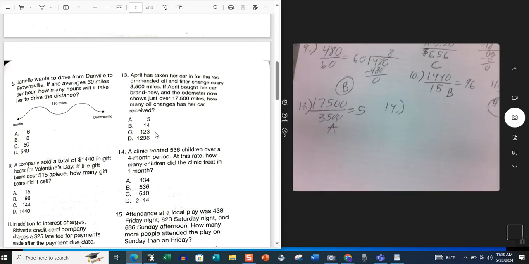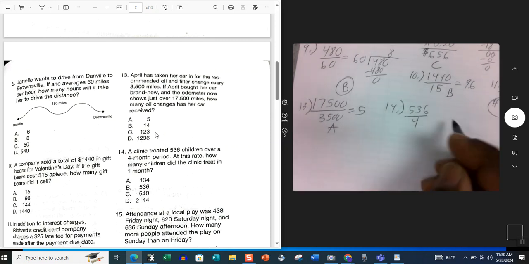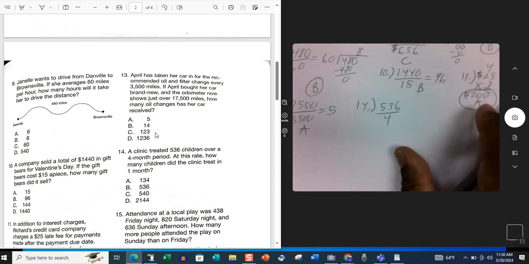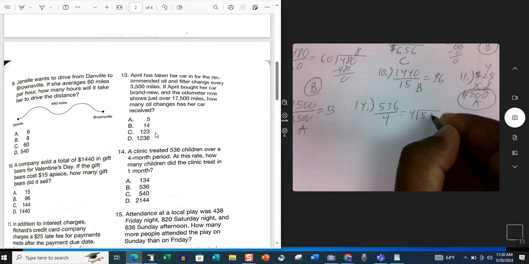Now 14, a clinic treated 536 children over a 4-month period. At this rate, how many children did the clinic treat in 1 month? So we want to know how many they treated per month. So we'll take 536 divided by 4, and we'll rewrite this as 4 into 536, because I'm going to do this one by hand.